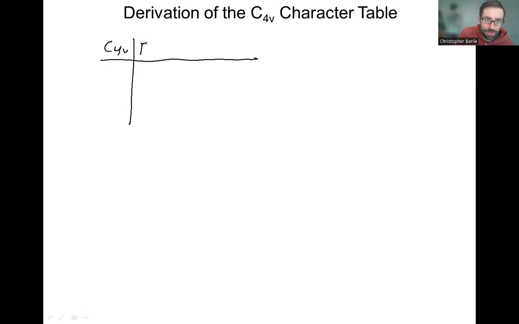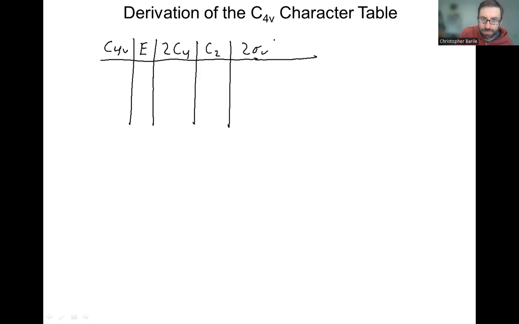And we're going to have identity. Identity is usually put as the first column, although it doesn't matter. There's nothing forcing you to put these in a certain way. We're going to have our 2 C4s, the principal rotation axis. We're going to have our C2 in a separate class. We're going to have our vertical mirror planes. And then we're going to have our dihedral mirror planes. So we have 1, 2, 3, 4, 5 classes, 5 columns. So we're going to need 5 rows.